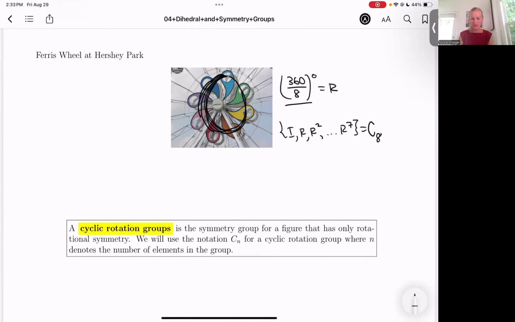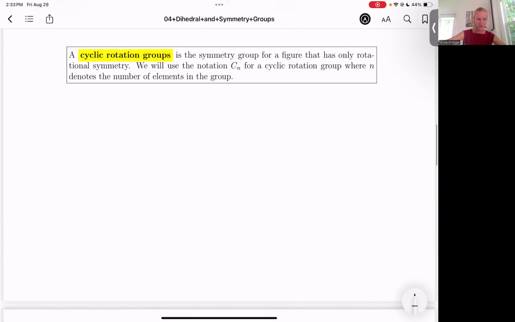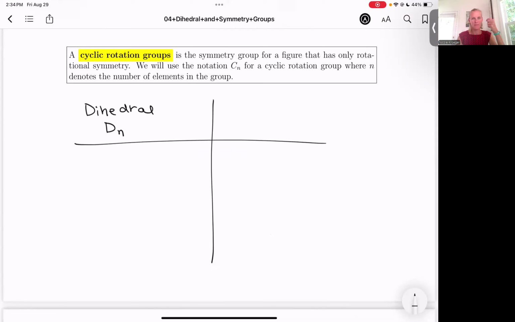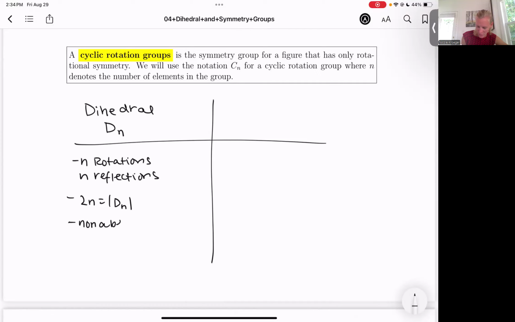Okay, so we've talked about two different types of symmetry groups, and these are the only two that we're going to focus on. We had our dihedral groups, which were Dn. These were the symmetries of an n-sided shape. These have n rotations and n reflections or flips. The number of elements is 2n. That's the order of the group. And this is a non-abelian group. The elements do not commute, or these are all non-abelian groups.